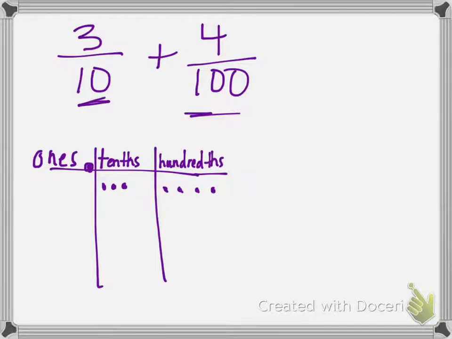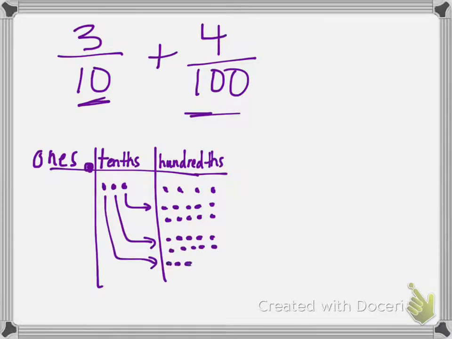Can I turn tenths into hundredths? Well, the correct answer is yes, I can turn tenths into hundredths. I can exchange 1 tenth for 10 hundredths. I can exchange another tenth for 10 hundredths. And I can exchange that last tenth. Okay? Now, all together, we have 30 hundredths here, right?